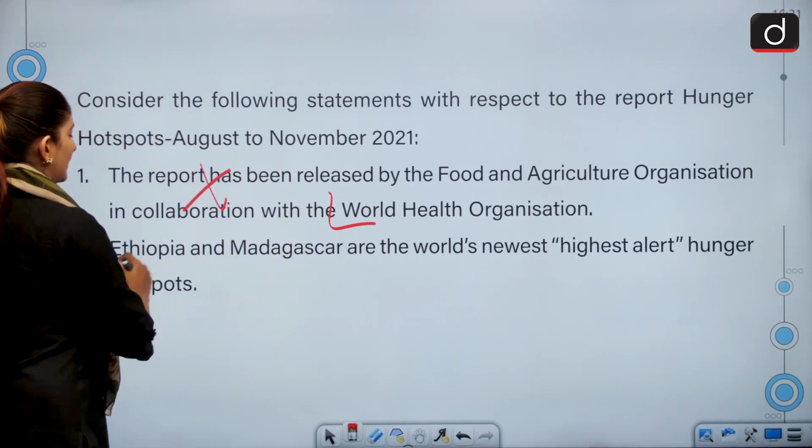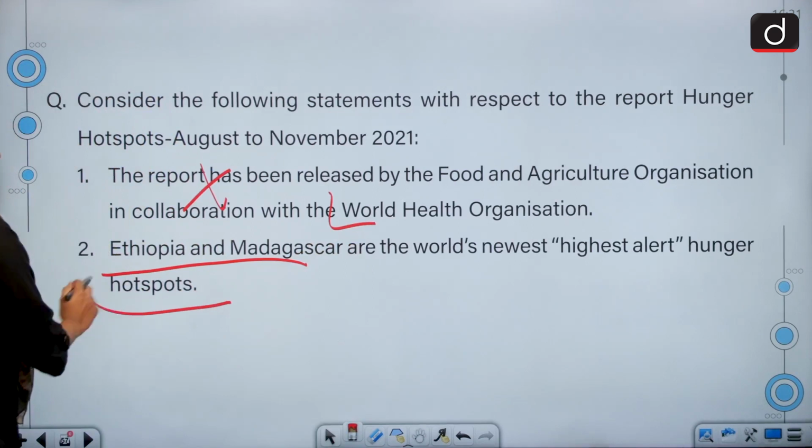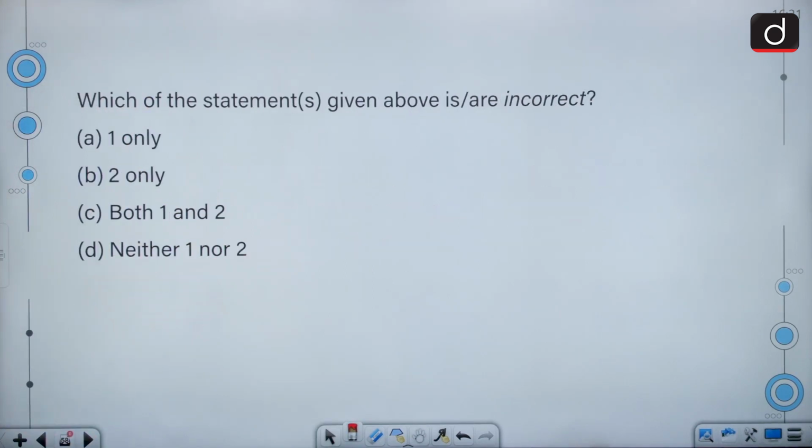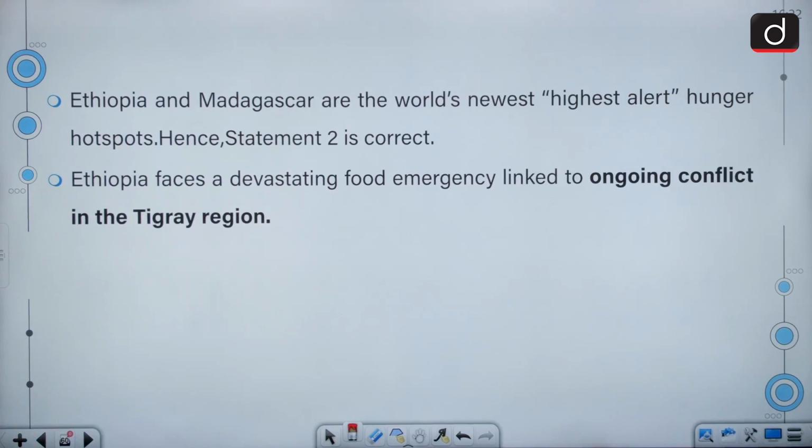But the second statement is correct, that Ethiopia and Madagascar are the world's newest highest alert hunger hotspots. So the second is correct, the first is incorrect. The correct answer is option A, one only. Recently, the Food and Agriculture Organization and the World Food Program released a report by the name of Hunger Hotspots, August to November 2021. Ethiopia, Madagascar, South Sudan, Northern Nigeria and Yemen are among 23 countries where acute food insecurity will worsen from August through November 2021. Ethiopia and Madagascar are the world's newest highest alert hunger hotspots, and Ethiopia faces a devastating food emergency linked to ongoing conflict in the Tigray region.